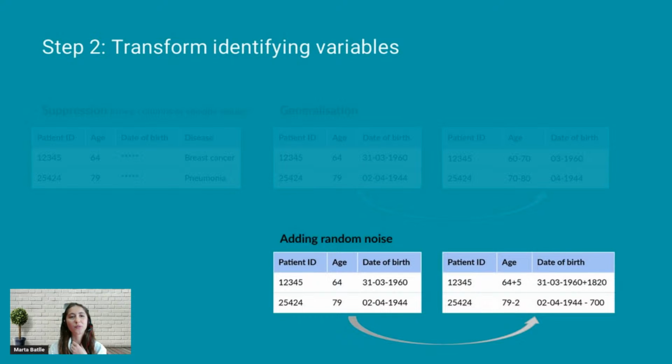And finally, we can also add random noise. So for example, we can add random numbers to the age. So 64 plus 5. We have an individual now that is 69. And so it's again not your personal data because it's not something that identifies you, but actually it still gives some information to the scientists that want to understand a specific disease, for example.